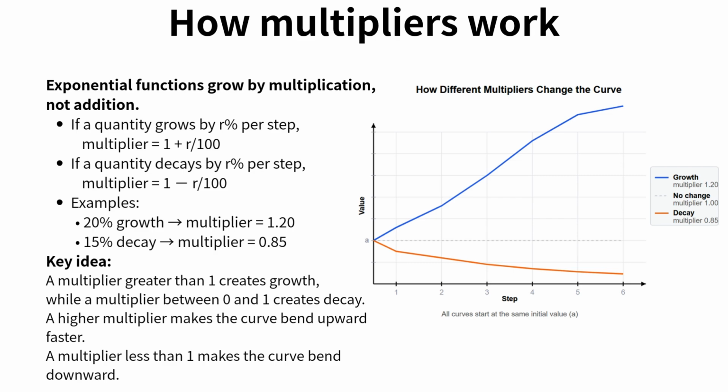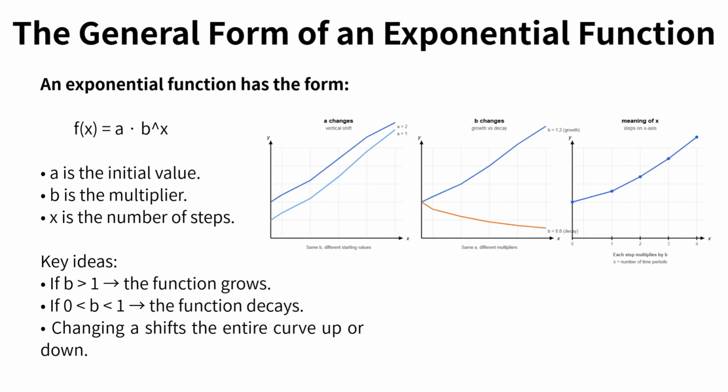Larger multipliers make the curve bend upward more steeply, while multipliers below 1 make the curve bend downward. In the graph, all curves start at the same initial value. The blue line shows growth with multiplier 1.20. The orange line shows decay with 0.85. And the dashed line represents no change, with a multiplier of exactly 1.00. Understanding how these multipliers work helps you predict how quantities evolve over time and why exponential patterns rise or fall the way they do. Now, let's bring everything together and look at the general form of an exponential function.